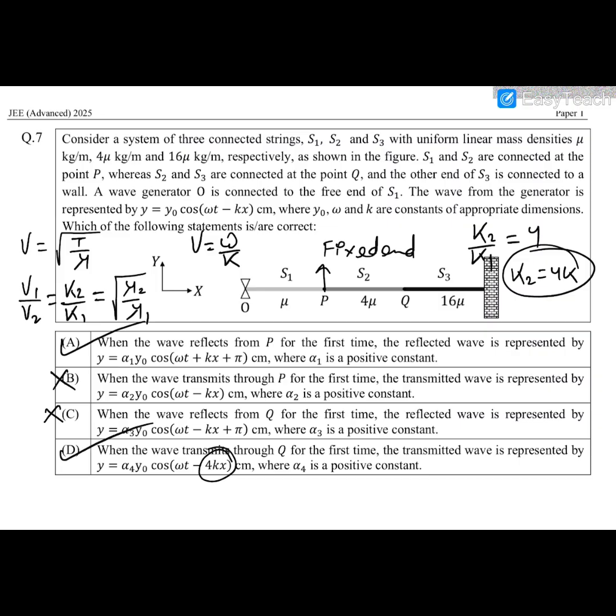So D is also correct. So the correct options are A and D. Now we move on to the next question.